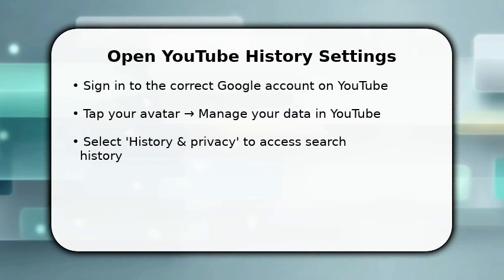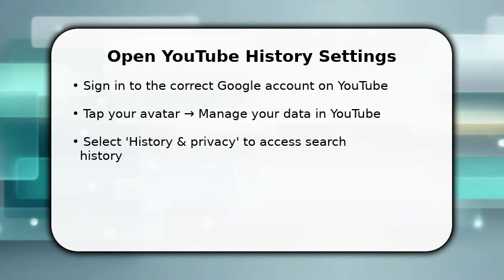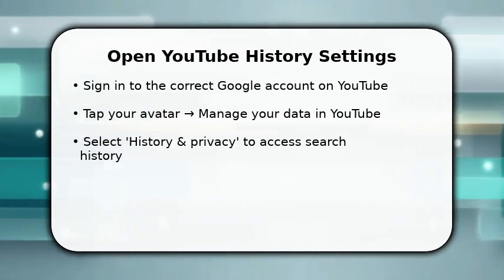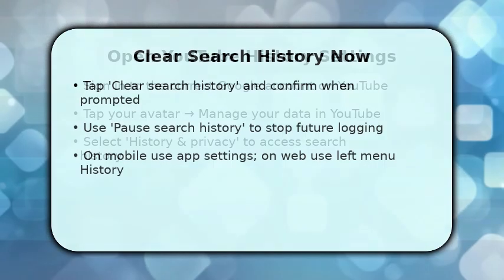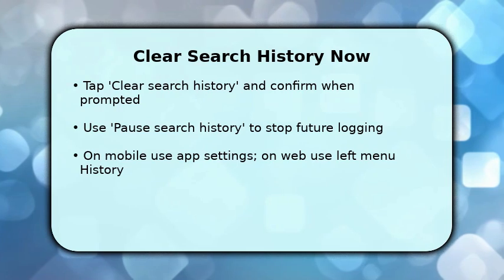Make sure you selected the right account because deletion is account-specific. Next, you will see options to clear or pause search history. We will clear it now, so your previous searches are removed from recommendations and saved data. You should now tap Clear Search History and confirm the prompt.